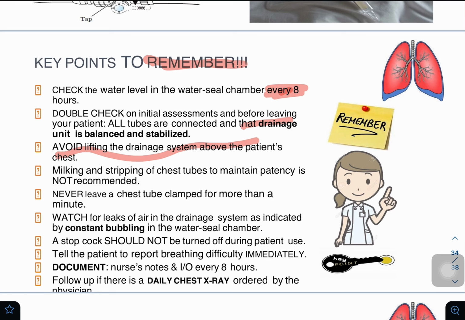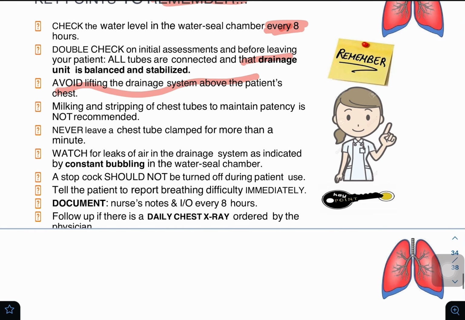Milking and stripping of the chest tube to maintain patency is not recommended. Never leave a chest tube clamped for more than a minute. Watch for leaks of air in the drainage system as indicated by constant bubbling. The stopcock should not be turned off during patient use. Tell the patient to report breathing difficulty immediately, and you can follow up with a chest x-ray.